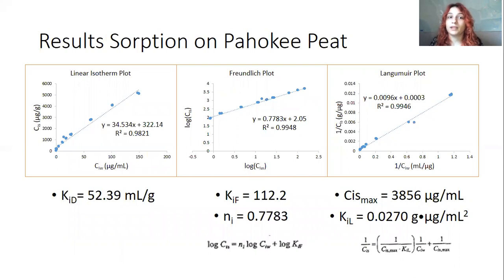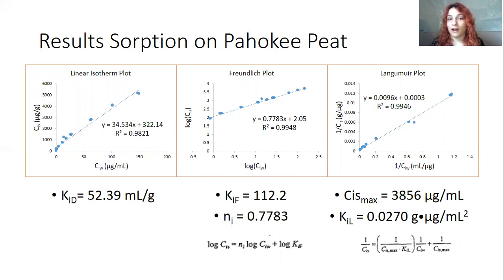So here are my results for the Pahokee peat sorption. As you can see, the linear isotherm plot is not the best fit. The KD is just the slope. It's the general affinity for the sorbate and sorbent affinity. And here you can see it does start to level out. So we know that something else is happening here.